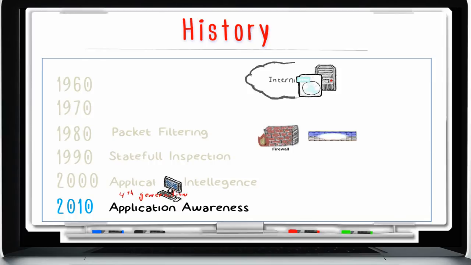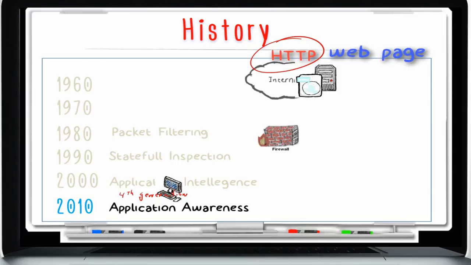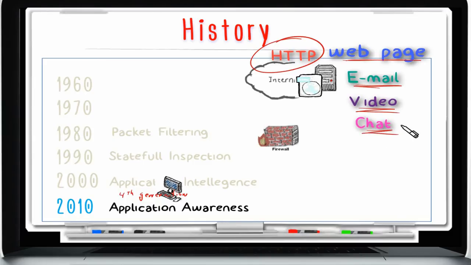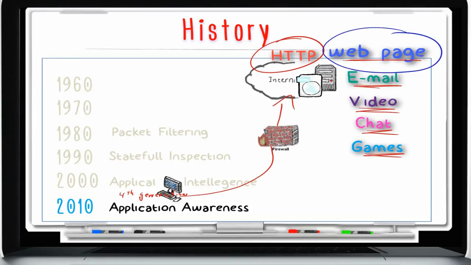This is especially useful today when you can do most internet browsing over the HTTP protocol. A traditional stateful inspection firewall will allow or deny HTTP access to certain domains. But in today's world, not only can you search web pages over HTTP, but you can even get email over HTTP, stream video over HTTP, chat using an HTTP app, or even play games over the HTTP protocol. An application aware firewall can allow you to go to a certain website to view the web page, but can also block you from playing games or streaming video on the same website.